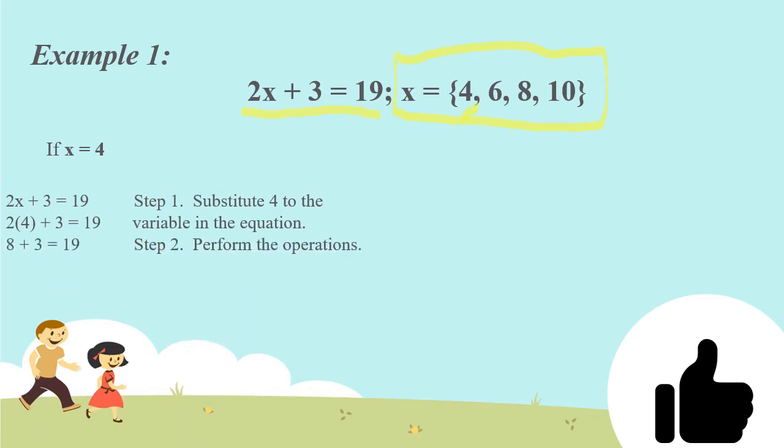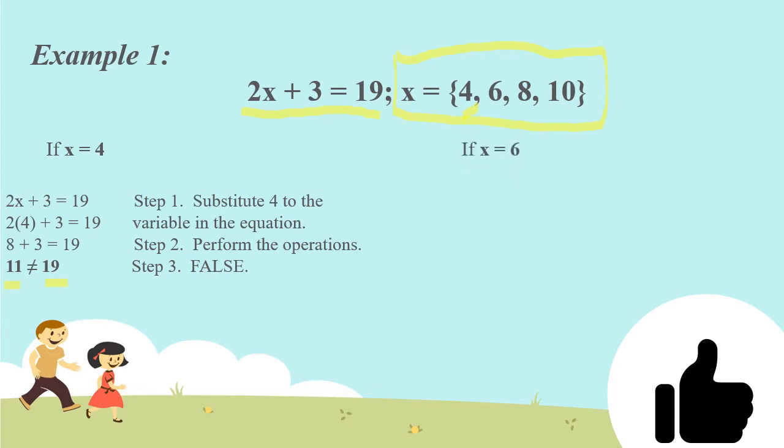Step 2. Perform the operations. 2 times 4, that is 8, plus 3 equal to 19. As you can see, 8 plus 3 is equal to 11. Then the right side is 19. Therefore, 11 is not equal to 19. Therefore, the statement is false.